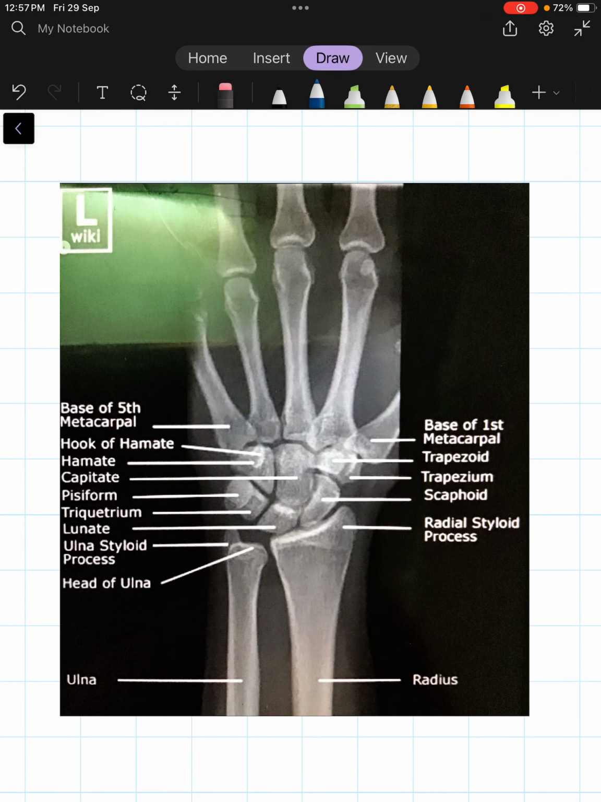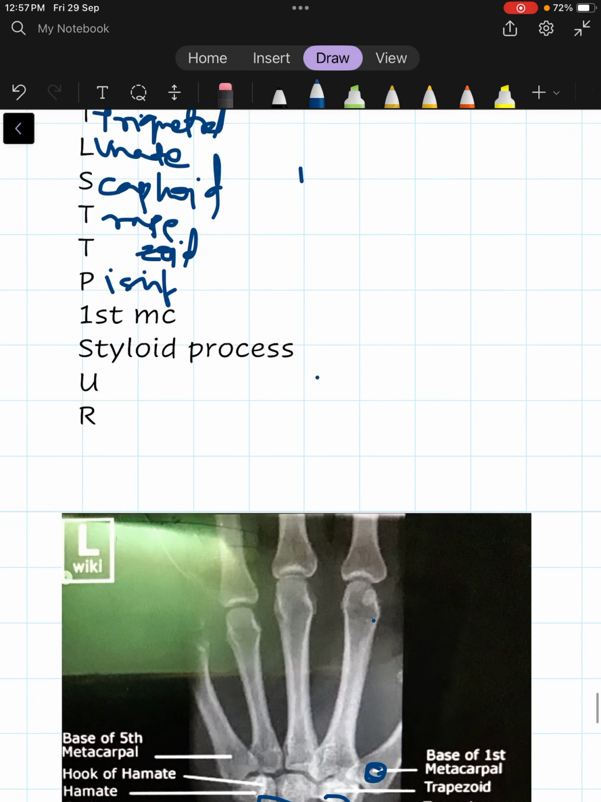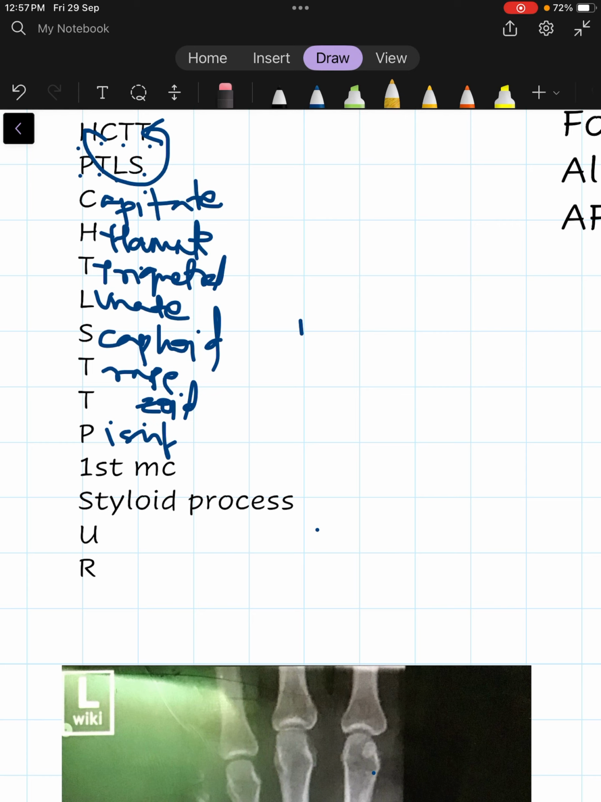Starts from capitate, hamate, triquetral, leave pisiform, then lunate, scaphoid, trapezium, trapezoid. Then pisiform will come, and then first metacarpal, then ulna, then radius. Ages will be written: capitate 2 months. Rest all will be at years.